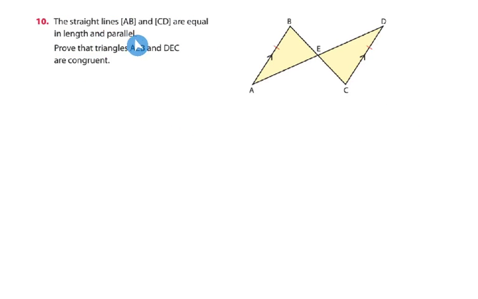Now, the straight lines AB and CD are parallel, and they're equal as well. So we'll be able to look at corresponding and alternate angles maybe. And also they're the same length, so we have sides of the same length. We have to prove that these triangles AEB and DEC are congruent. Okay, so let's get going. We're going to put AEB and DEC, and I write down the stuff underneath them that are going to be equal to each other.